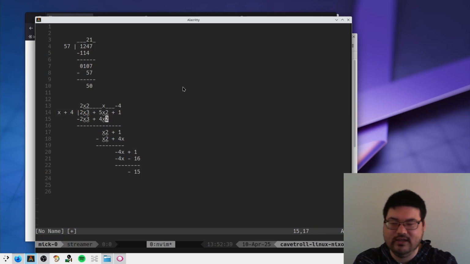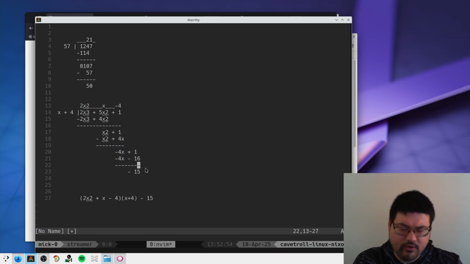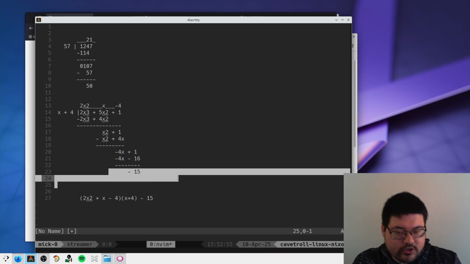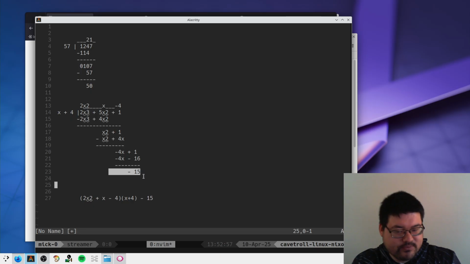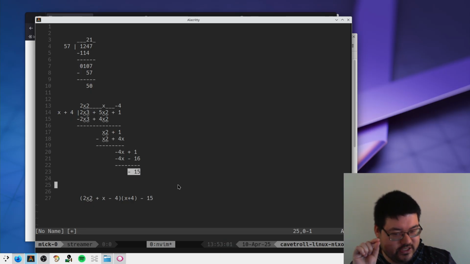So 2x cubed plus 5x squared plus 1 is the same as 2x squared plus x minus 4 times x plus 4, minus 15, right? This is what this tells us. And why are we talking about this? Well, it turns out that this minus 15, this is essentially what a CRC is. Hand wavy, a CRC is just the remainder of some polynomial division.